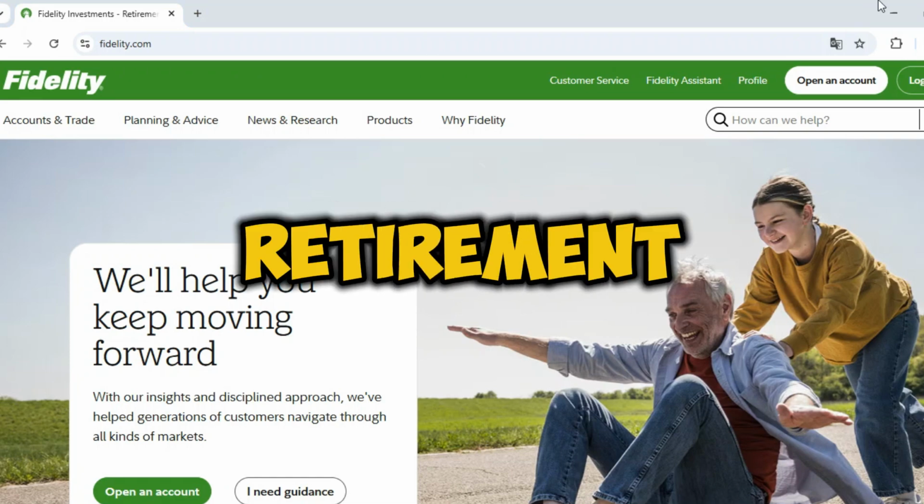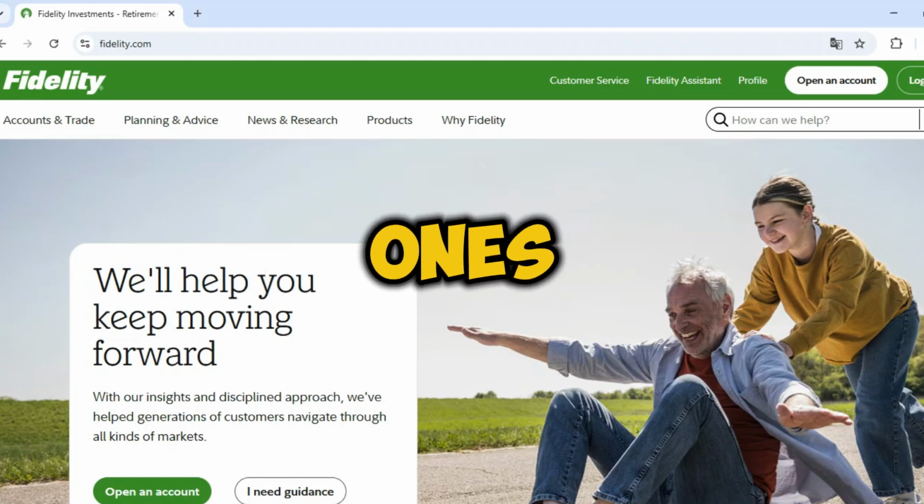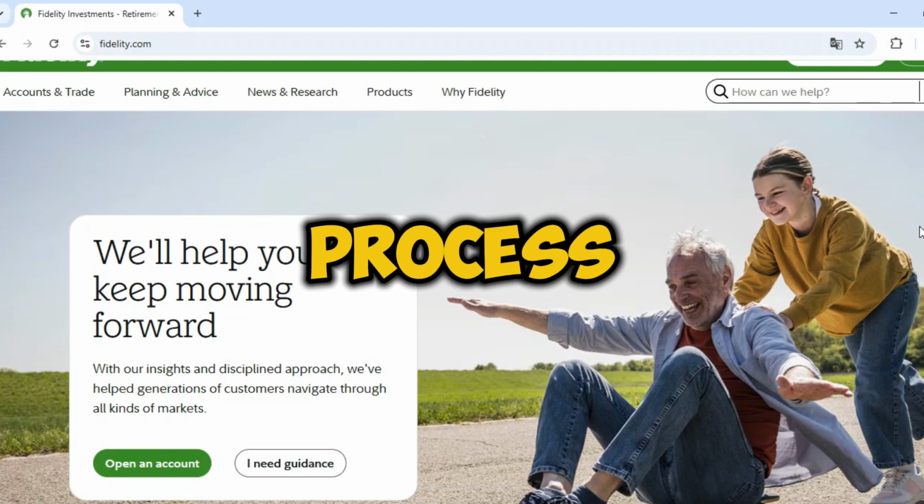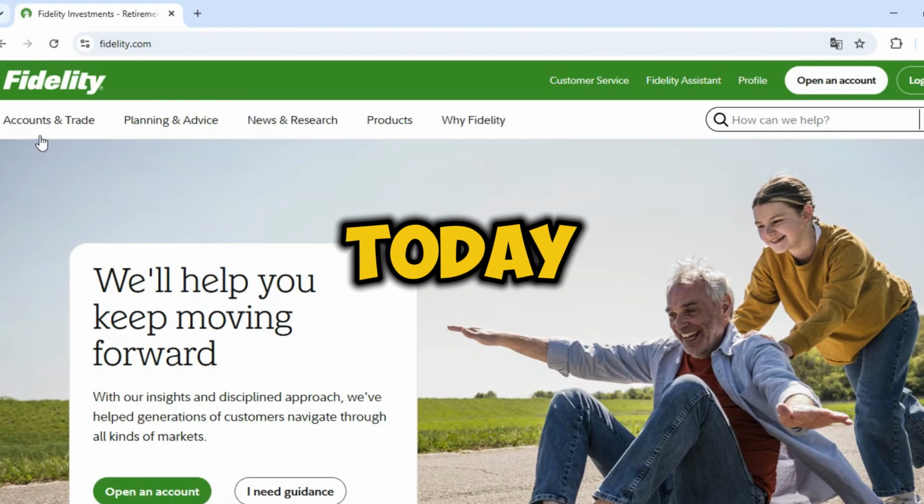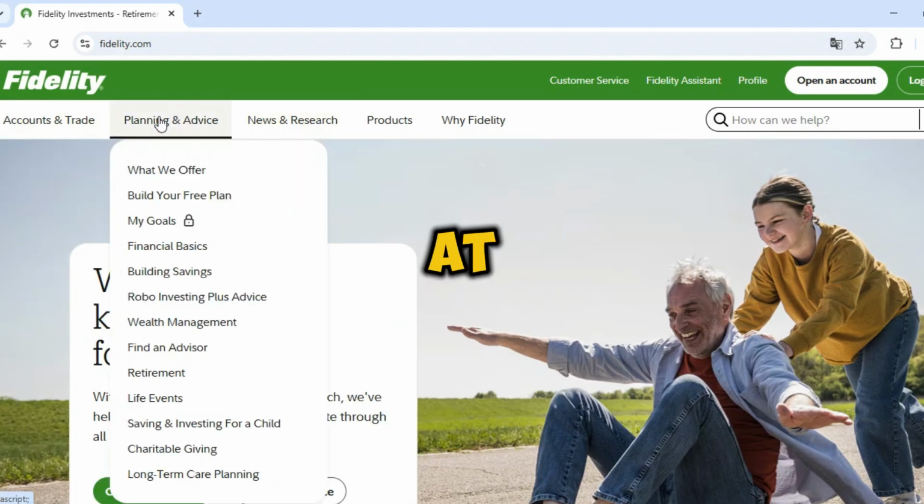Want to enjoy tax-free retirement withdrawals instead of taxable ones? If a Roth conversion sounds appealing but the process seems daunting, you're not alone. Today, we're converting a traditional IRA to a Roth IRA at Fidelity.